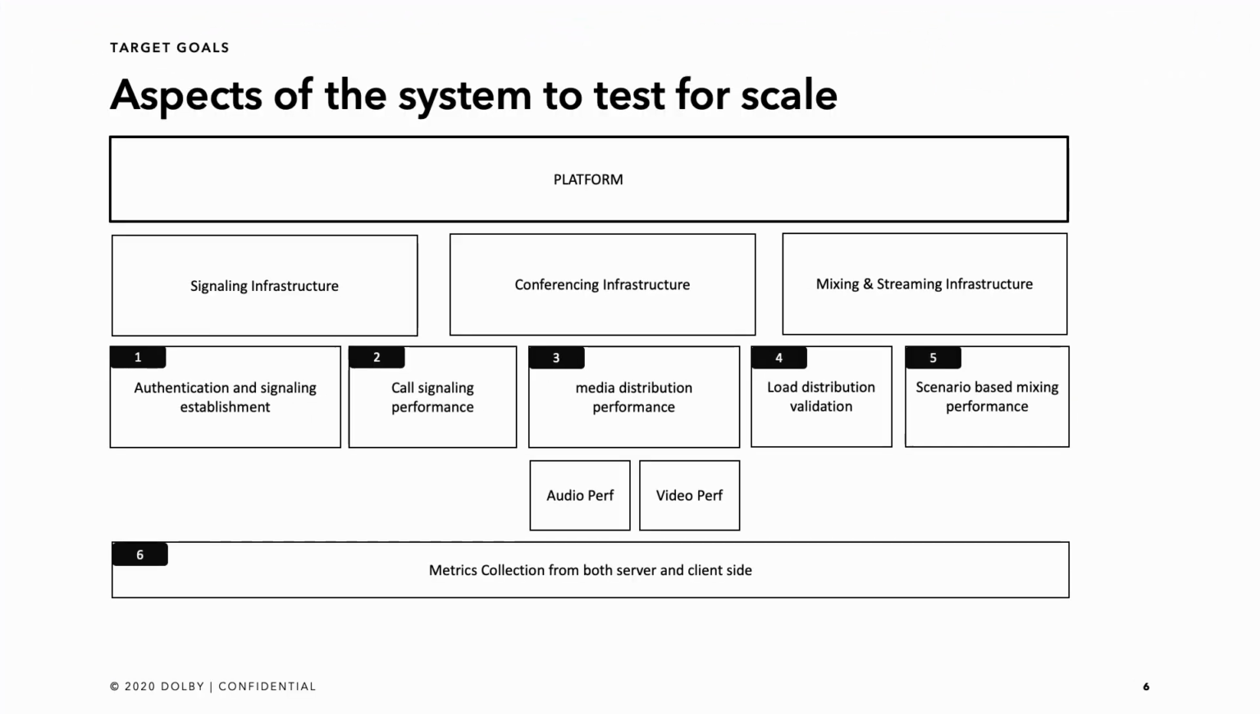The aspects of the system we test for scale can be roughly divided into three categories. We have the signaling infrastructure, we have the conferencing infrastructure, and we have the mixing and streaming infrastructure. In order to understand KPIs at scale for these three sections, we've roughly divided them into six aspects that we cover. Number one is the authentication and signaling establishment. Here we mainly look at how many concurrent authentication and session establishment requests we can handle per second. So at what rate can we handle those? How does a WebSocket infrastructure scale within a geo and across geo?